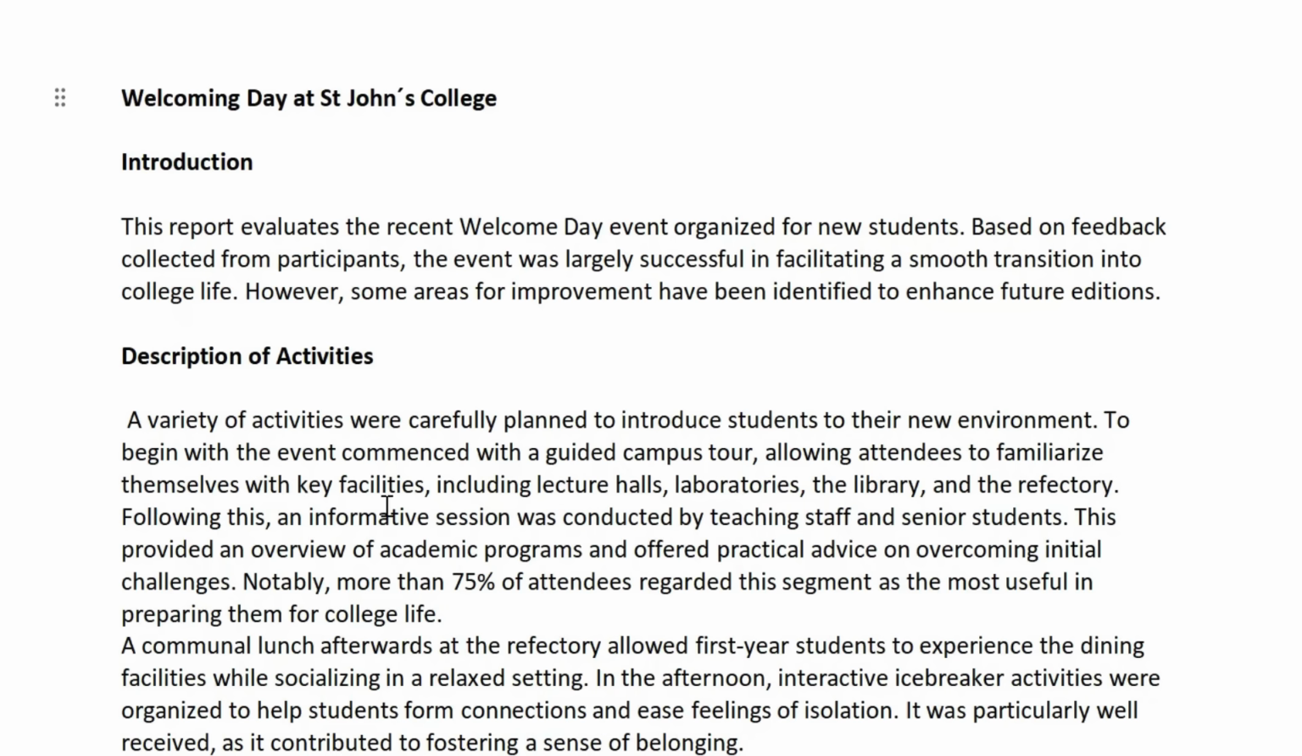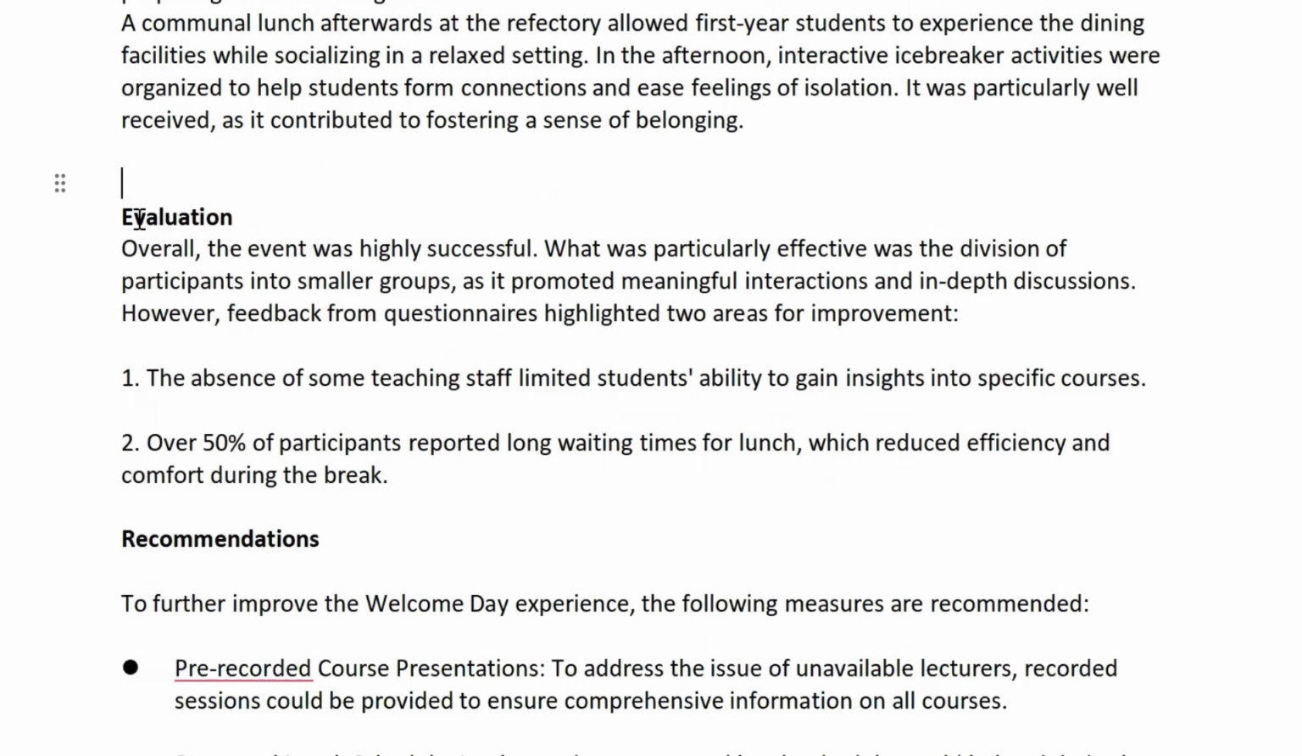Okay, so describing the activities we have here, we've got information about that. We've provided some information about how well some of these activities were considered by the people. And I think we've described well the different activities. Okay, let's move on to the evaluation of the event.